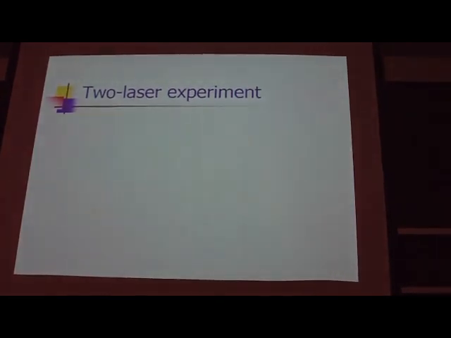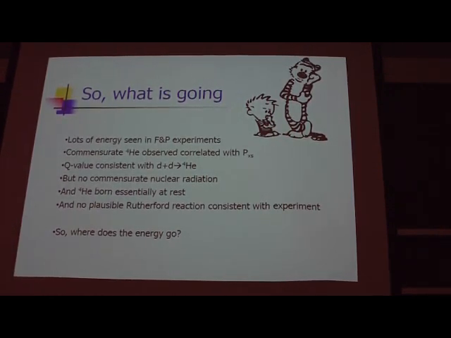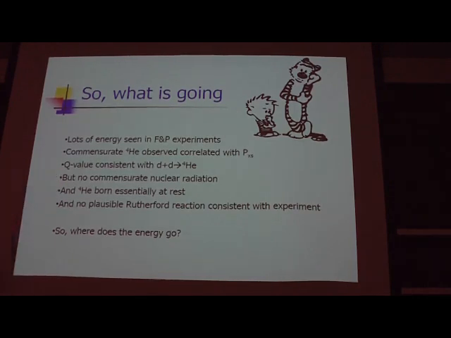Okay. I want to talk a little bit about the two laser experiment in connection with this argument. Okay, so time to step back and think a bit. And in order to think, I have Calvin and Hobbes here to help me with my thinking. So get lots of energy. We see helium-4 correlated with the excess power. We get a reaction Q value, which appears to be consistent with D2 going to helium-4. It doesn't prove that that's what's going on, but from two of the best experiments, we have consistency.